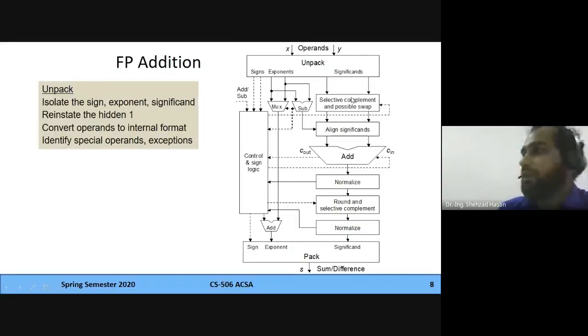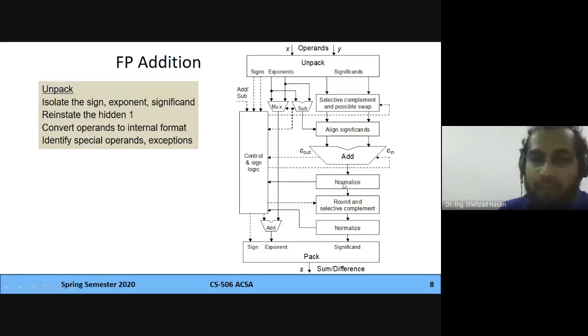Right. So selective complement, possible swap, and then you are going to align the significands. You are going to add them. As you have mentioned, after adding these two numbers, there can be some normalization. If they have the same sign, then there can be a single-bit normalization. And if they have different signs, then because of the subtraction operation, two different operands can have the same magnitude, and if you subtract the same magnitude, then the result is very close to zero. So if you want to normalize that, it's going to have more shift operations involved.